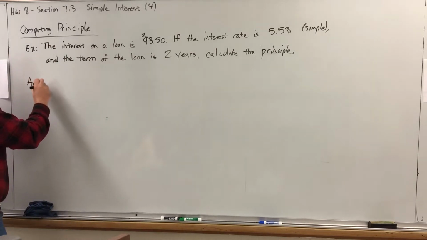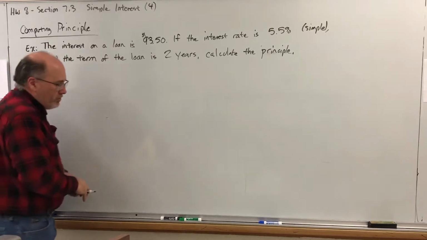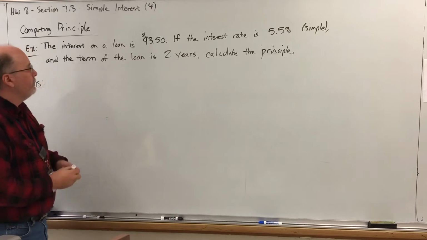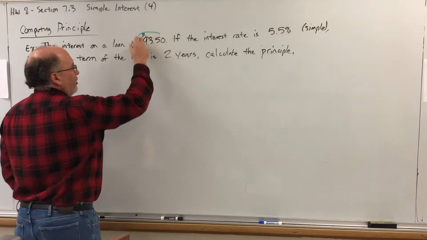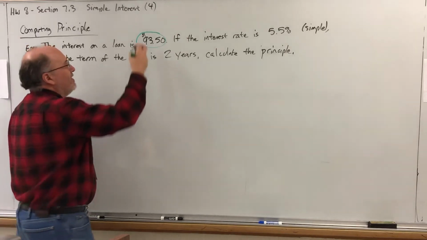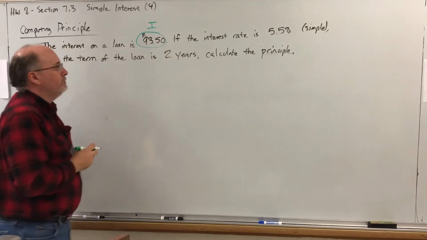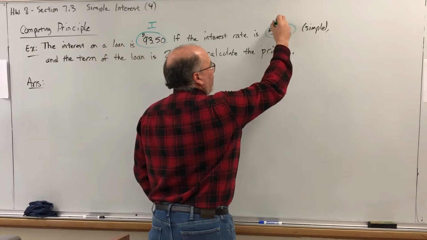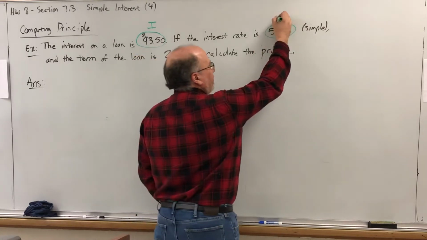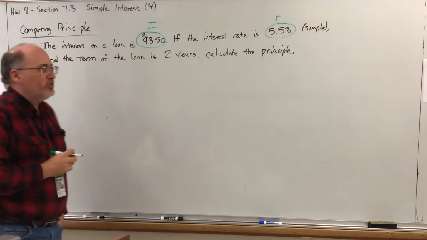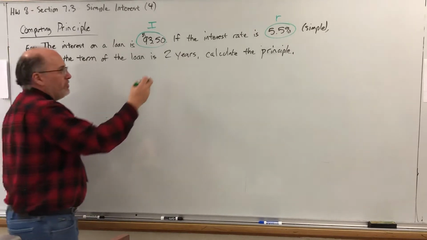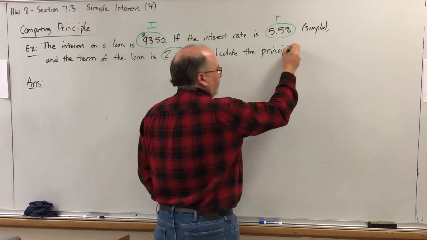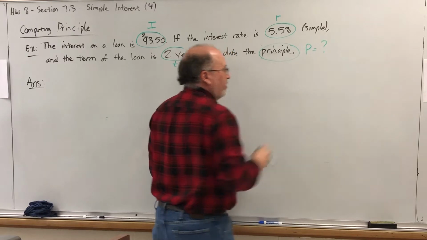Well, just like the simple interest problems that we've seen before, you should start by identifying the values that you're given in terms of the variables in discussion. For example, when we say the interest on a loan is $93.50, that's the value of capital I. If the interest rate is 5.5%, that's the value of lowercase r. But keep in mind, we'll need to turn that into a decimal before we do any calculations. And if the term is 2 years, then this is the value of t. And we're being asked to calculate the principal. So in other words, we want to know what p equals.